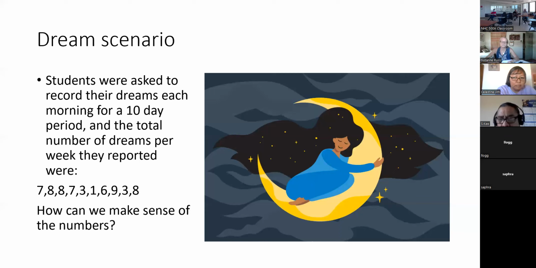How much do people dream? And this is what the students reported that they could remember in the morning. 7, 8, 8, 7, 3 dreams for this person, 1 for this one, 6, 9, 3, and 8 dreams for the last person. So it's just a mishmash of numbers. And we might wonder, how can we make sense of the numbers?